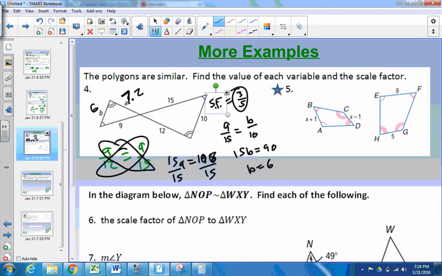All right, so number 5 is a little more challenging. I'm going to have you try this one on your own and show me what you get next time. But we're given that these are similar. So we'd have 5 goes with x minus 1 and 8 goes with x plus 1. Still have to set it up and solve it that way. So we'll set it up. 5 is to x minus 1 as 8 is to x plus 1. All right, and I think you can do this one.